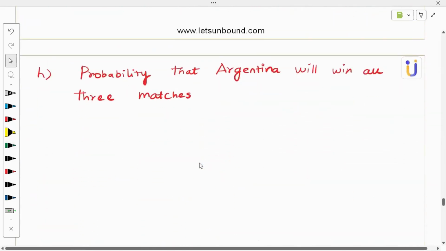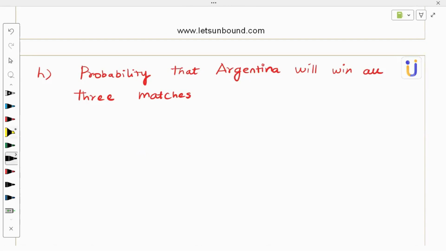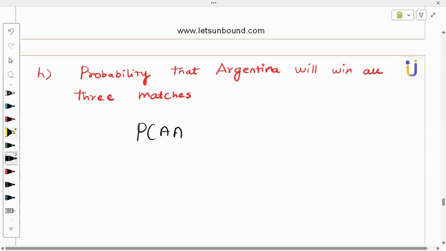In her retirement, many years from now, Helen is planning to travel to 3 consecutive international football matches involving Argentina. Use Helen's model to find the probability that Argentina will win all the 3 matches. Okay, probability of all 3 wins, so using the transition matrix.